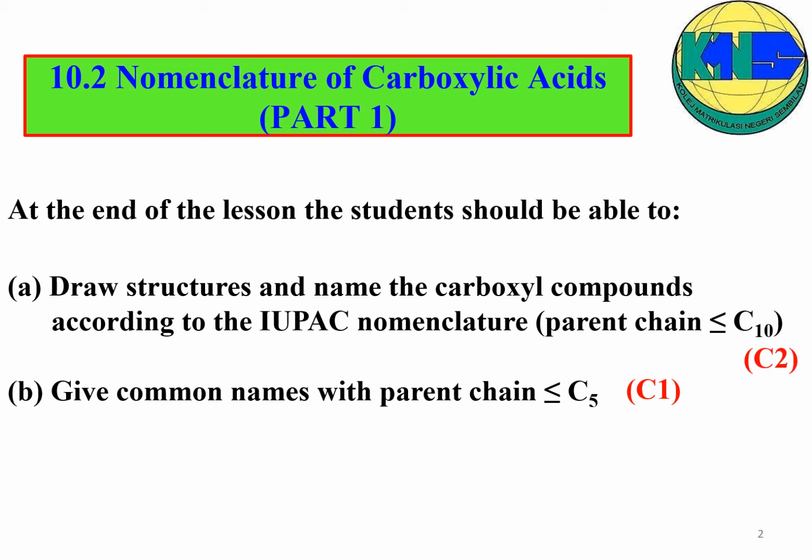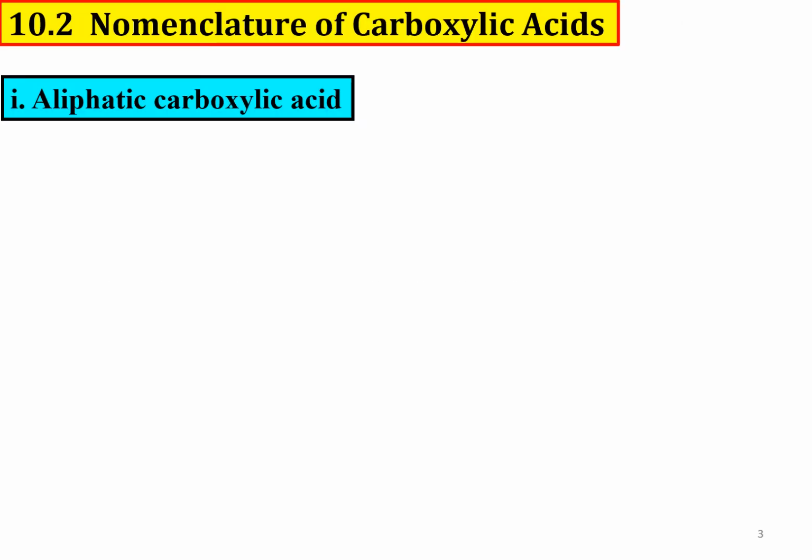The parent chain must be equal to or less than 10 carbons. Give common names with parent chain equal to or less than 5 carbons. Aliphatic carboxylic acids have the general formula RCOOH.